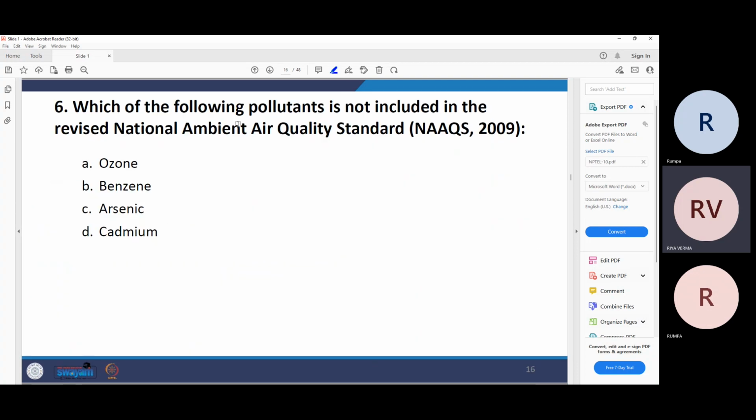Now, next question. Which of the following pollutants is not included in the revised National Ambient Air Quality Standards? So, let's see what these NAAQS are.